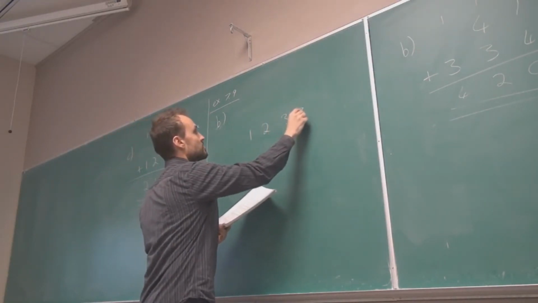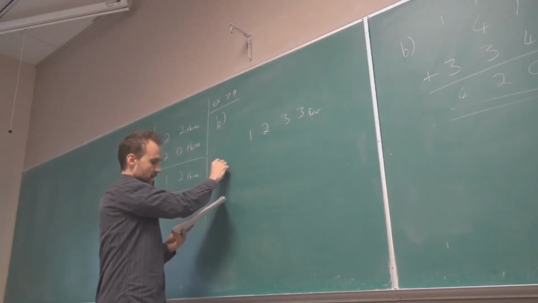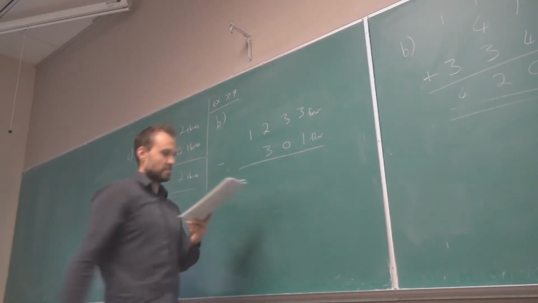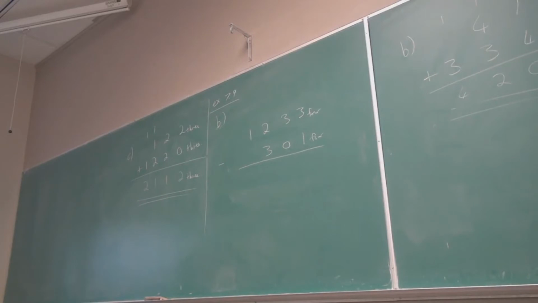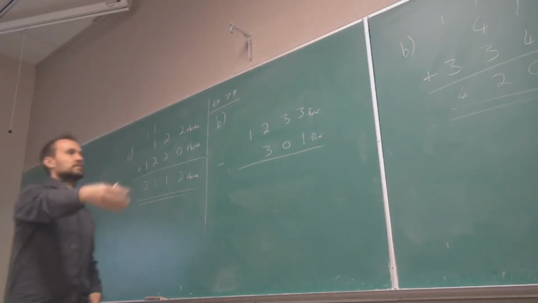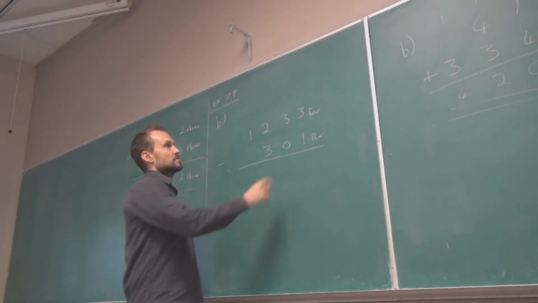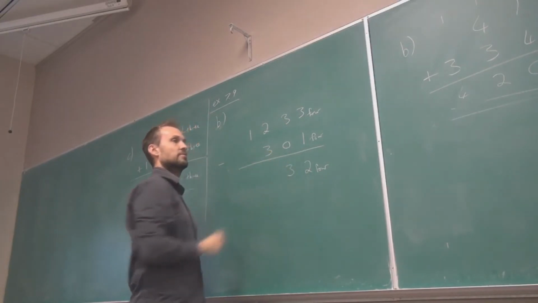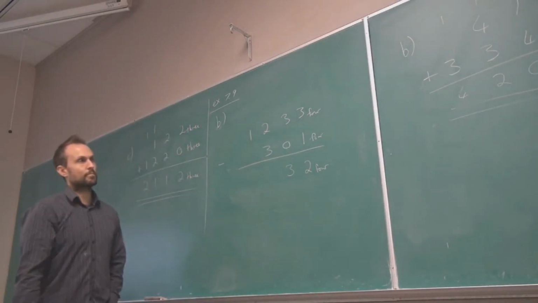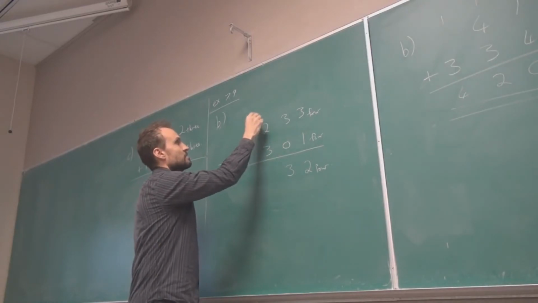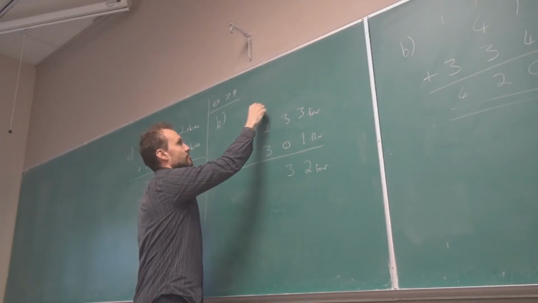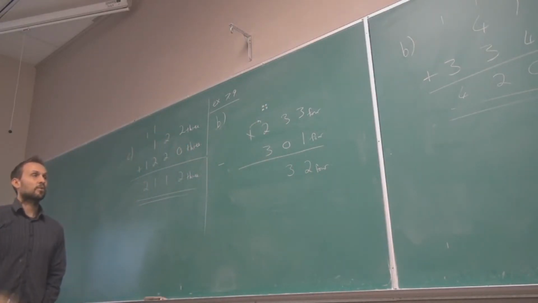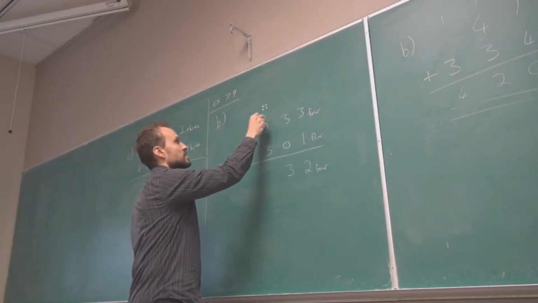1, 2, 3, 3, base 4, minus 3, 0, 1, base 4. That 4 is a little big, but I did notice that. They're not necessarily more and more difficult as the question goes. So, 3 minus 1, 2. 3 minus 0, 3. 2 minus 3, no, I need to borrow this one, which then becomes 4 individually. Or you can write 1, 0, but let's not.